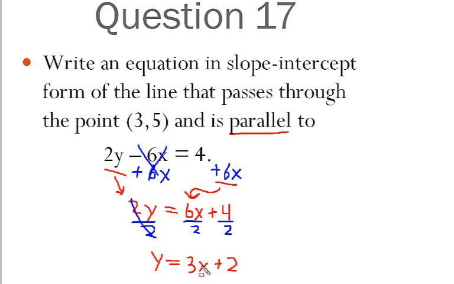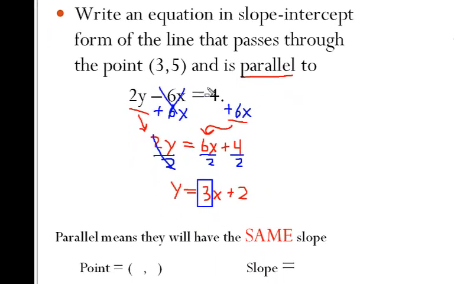Okay, now I can see what my slope is. My slope here is 3. So if I'm looking for something parallel to this equation, it's going to have the slope of 3. So I'll write in 3 here, and it needs to go through the point 3, 5.